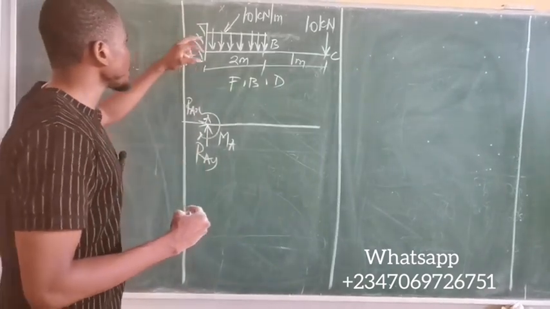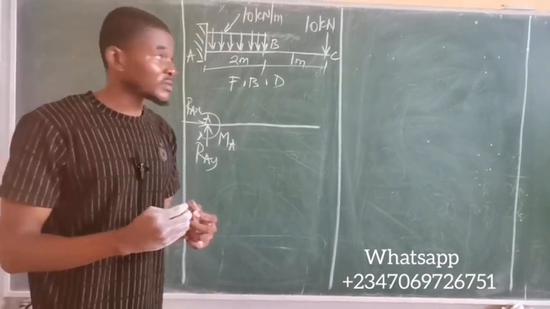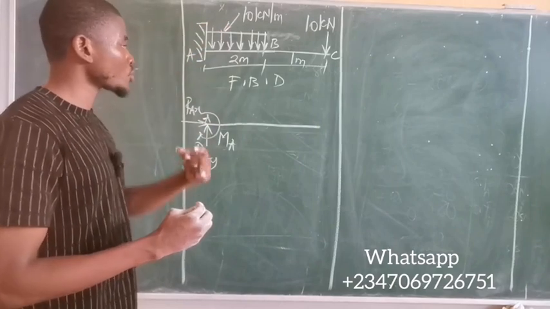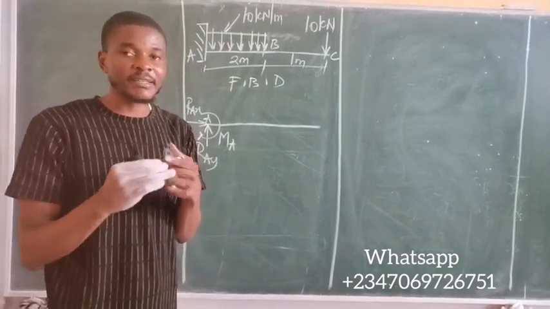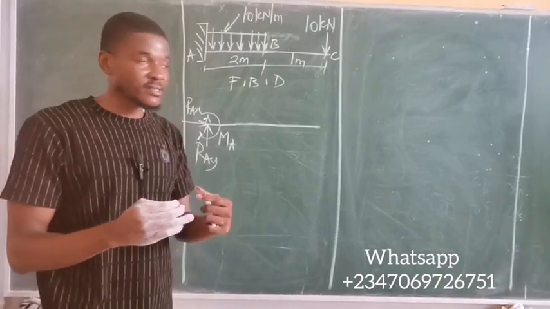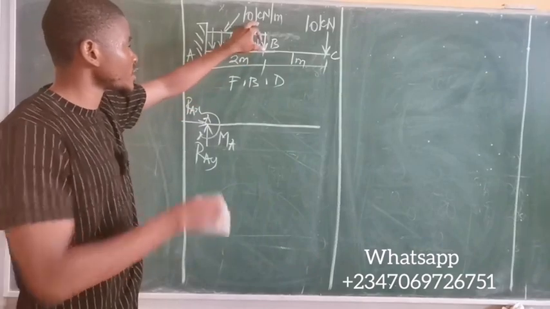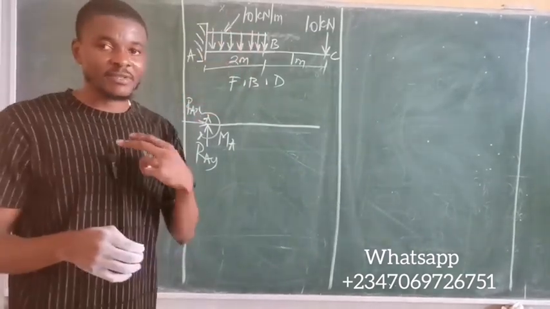Now between A and B we also have a uniformly distributed load, the UDL, and the length of the UDL is 2 meters. So we need to convert the UDL to a point load. To convert the UDL to a point load, like always, multiply the intensity of the UDL by the length. The intensity is 10 kilonewtons per meter, therefore the point load becomes 10 times 2, and that is simply 20.